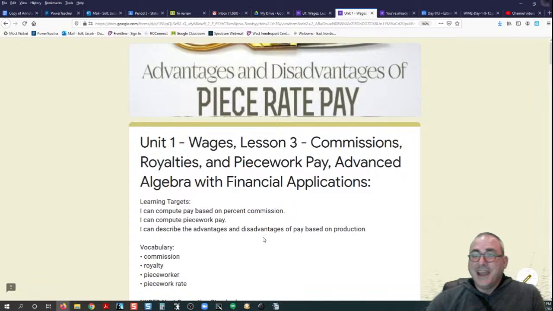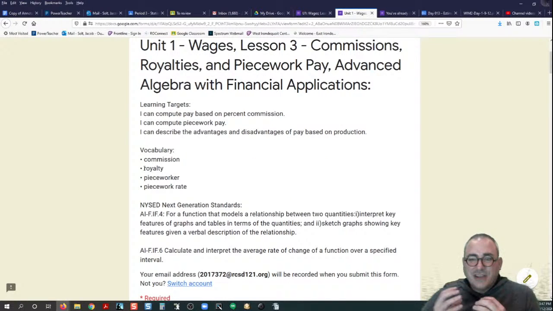Commission, the first term here. Commission generally refers to a percentage of sales. A salesperson is usually paid by commission. They get paid a certain percentage of the sales they make.